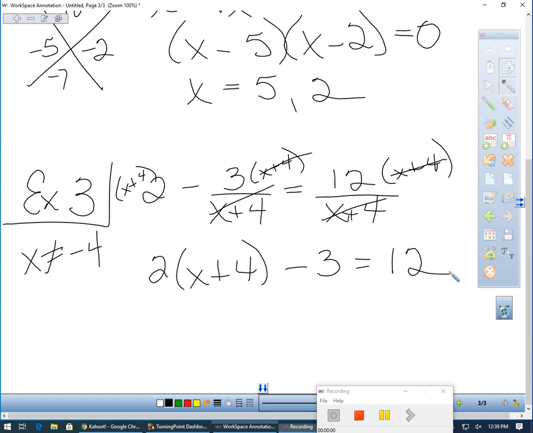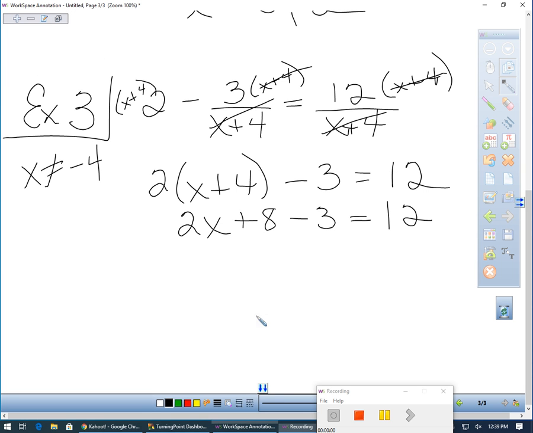So now I can go ahead and distribute, right? 2 times x is 2x. 2 times 4 is 8. Minus 3 equals 12. So combining like terms, I have 2x plus 5 equals 12.